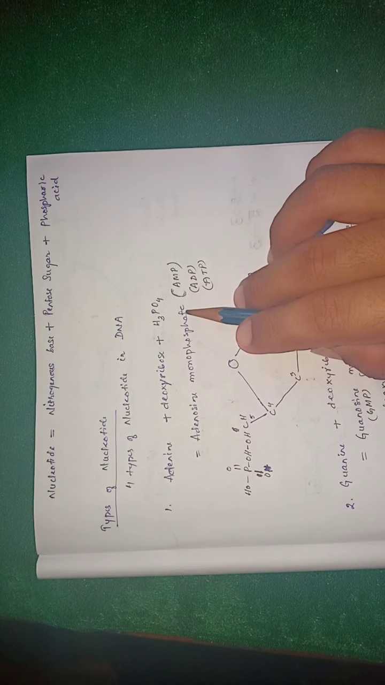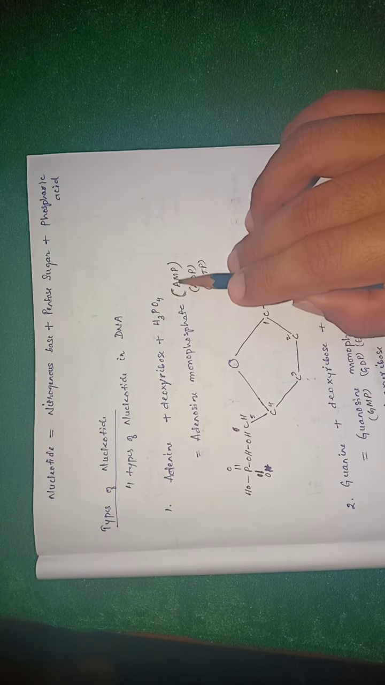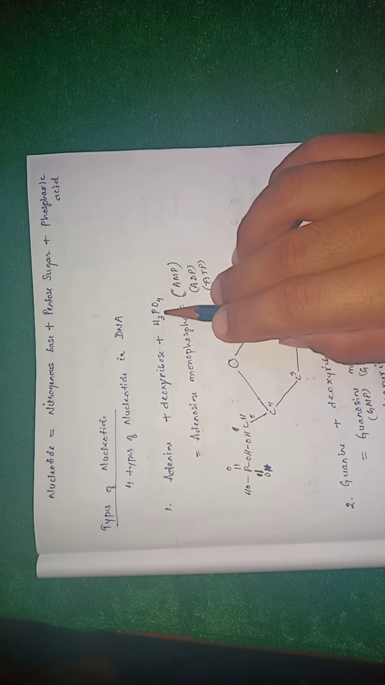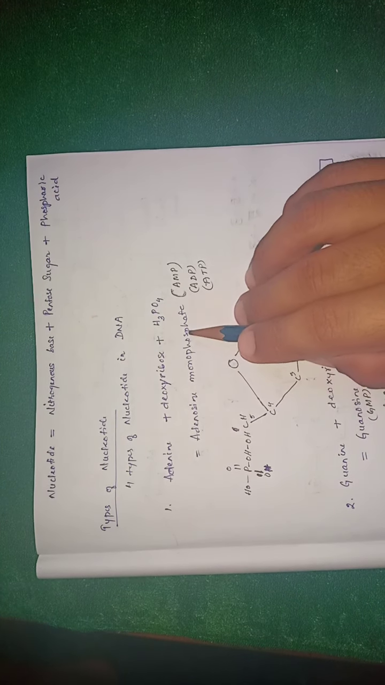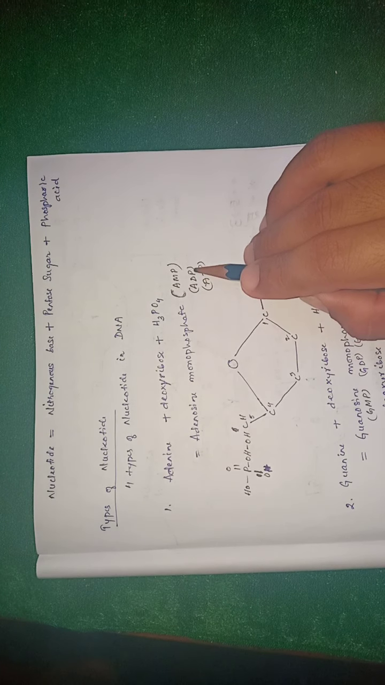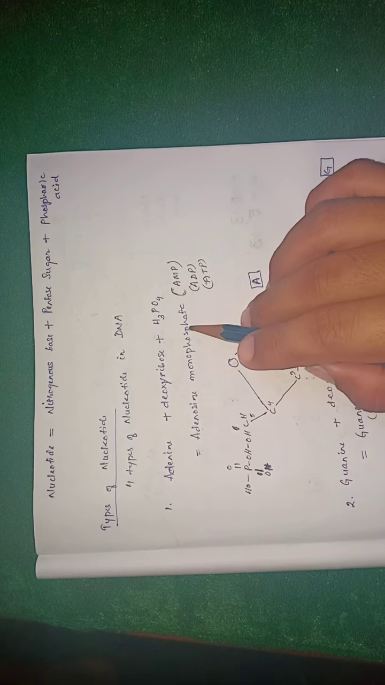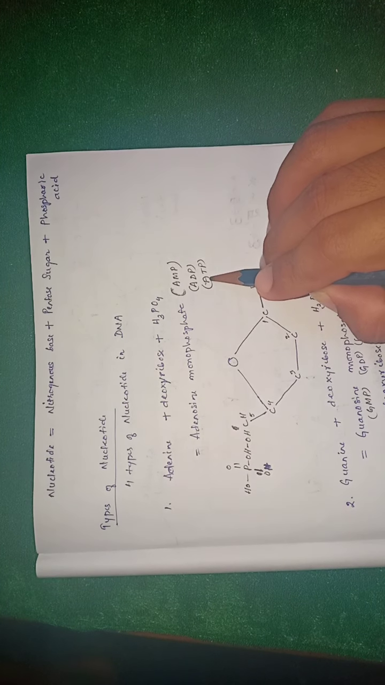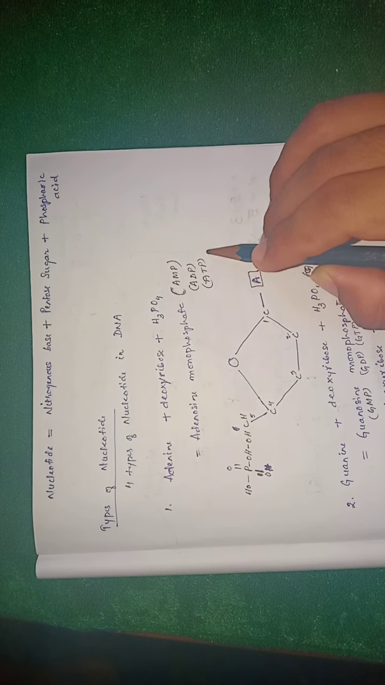So adenosine monophosphate is also represented by AMP. If there are two phosphate groups, then it will be diphosphate, so adenosine diphosphate. If there are three phosphates, then it will be triphosphate. So the name will be adenosine triphosphate or ATP.